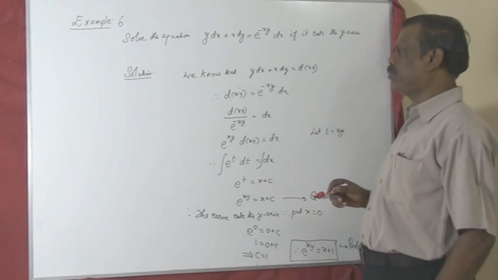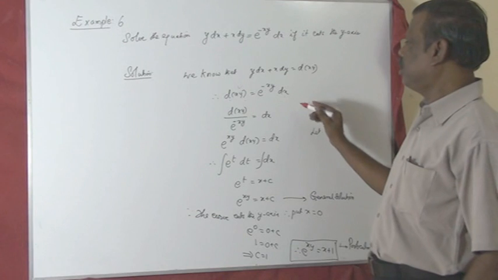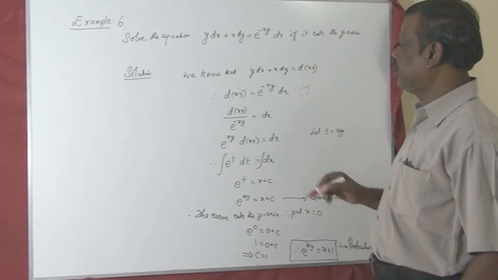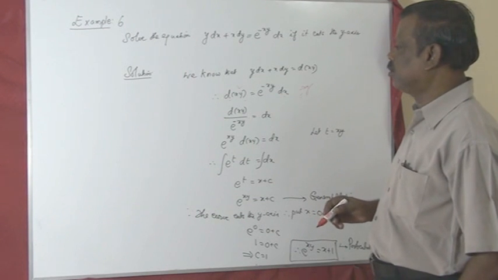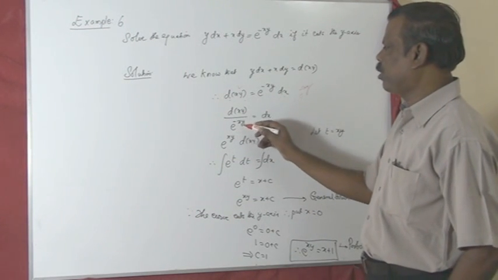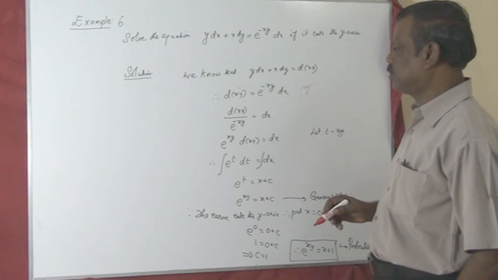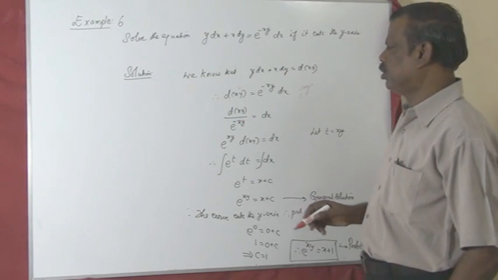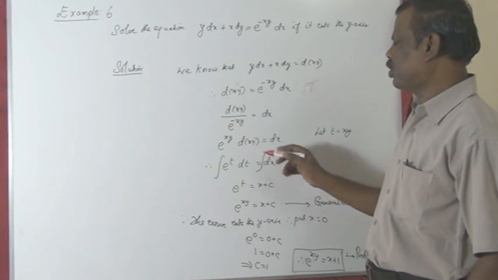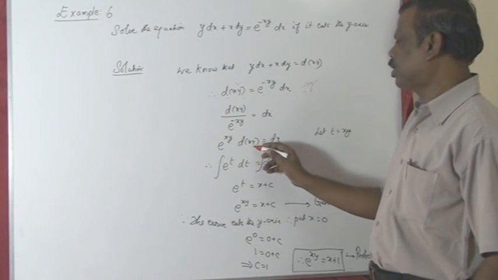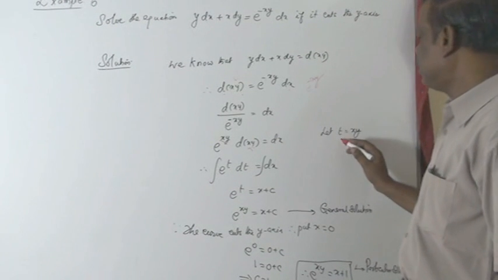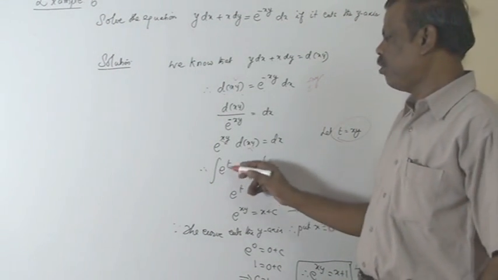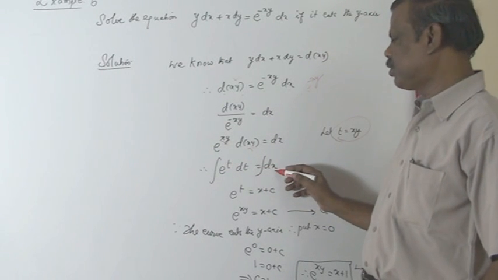Again the variable is not separated. Now therefore I am dividing by e power minus xy. So when you divide by e power minus xy, we will get d of xy by e power minus xy is equal to dx. So the negative power is taken as positive power. Therefore e power xy into d of xy. Now here xy is considered as one variable, that is t is equal to xy. Therefore integral of e power t into dt is equal to dx.